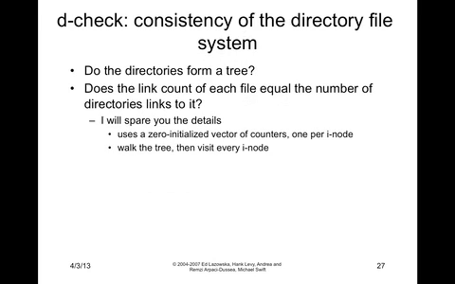So the second check is D check. And D check is really checking the hierarchical namespace, the directory tree, to make sure it's consistent. So what are the kinds of things we can have?